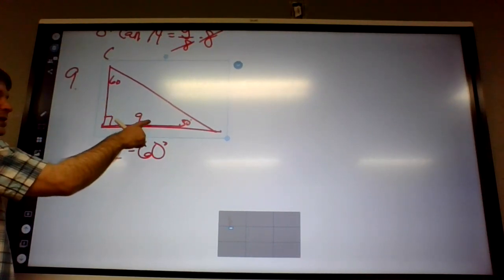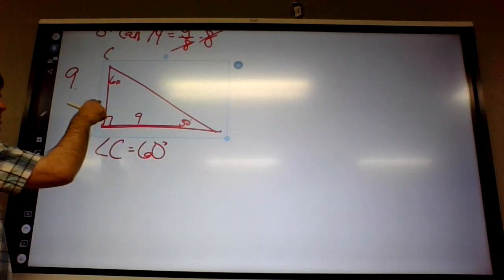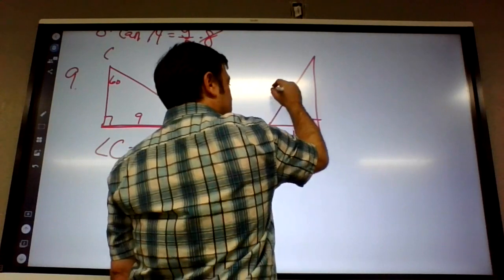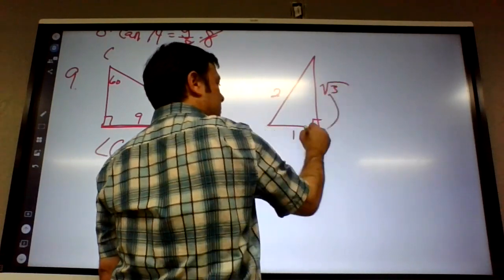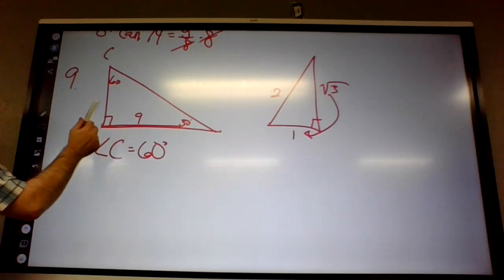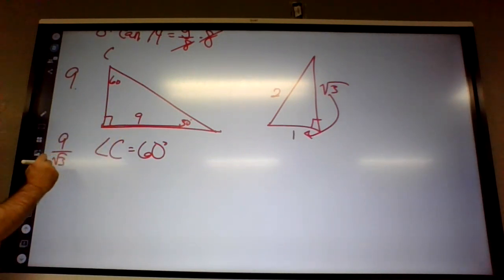So this is the long leg, right? This is the short leg. How do we go from there to there? Divide by square root of 3. So 9 divided by square root of 3 would get it.